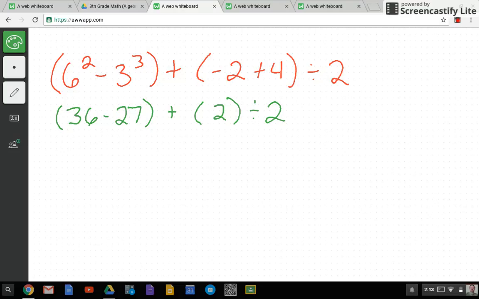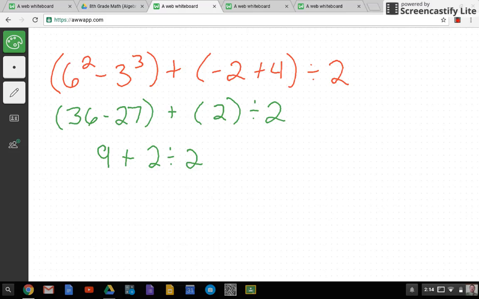Okay, so continuing on, 36 minus 27. Okay, this is a classic situation. If this was 36 minus 26, that's easy, that's 10. So 36 minus 27 has to be 9. Okay, you need to learn these little shortcuts. Look for these little things. So I've got 9 right here plus 2 divided by 2. So my parentheses are out of the way.